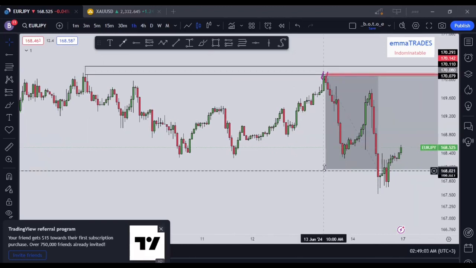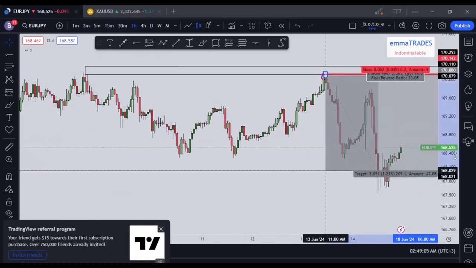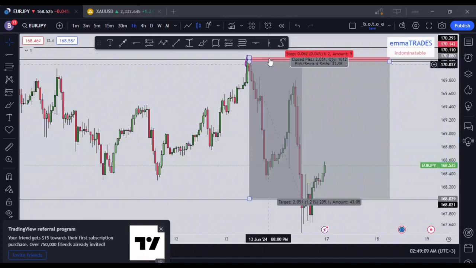Yeah, so guys, that was the trade. 405 pips. On the initial entry, you would have risked about 10 pips. Then on the confirmation entry, you were only risking 6.2 pips. Yeah, so this was the EURJPY trade.